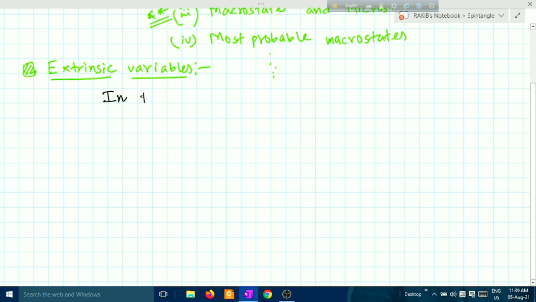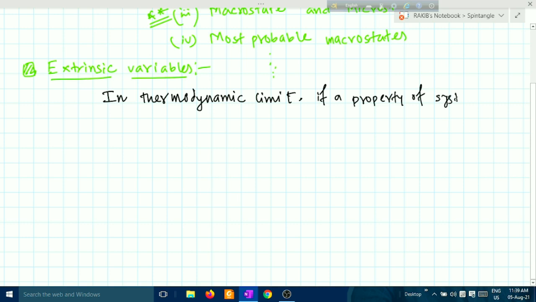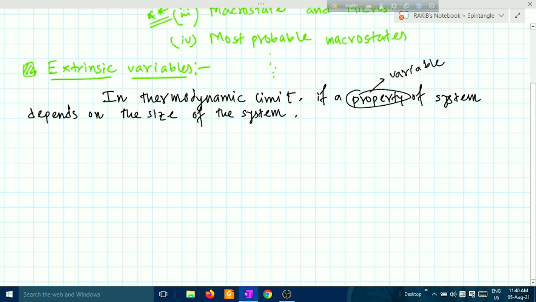Okay, that's why I am writing these in language. In the thermodynamic limit, if a property of a system depends on the size of the system, okay, you can replace property by variable. If a variable of a system depends on the size of the system, then it is called extrinsic. You can write it in your own language. Extrinsic variable or property.